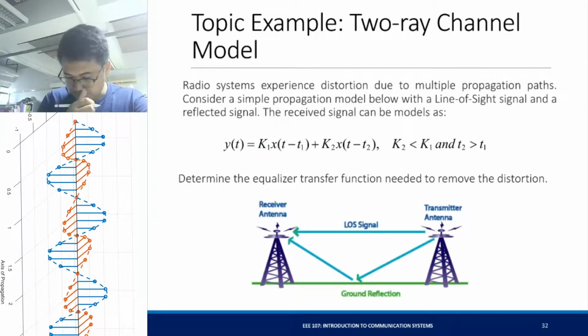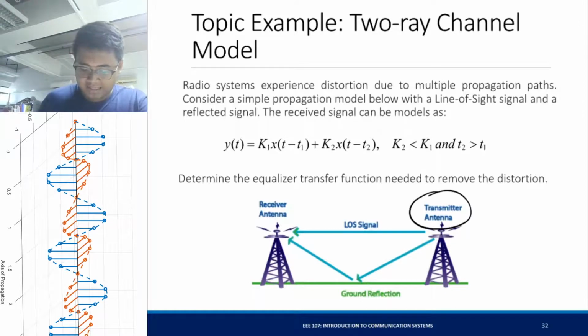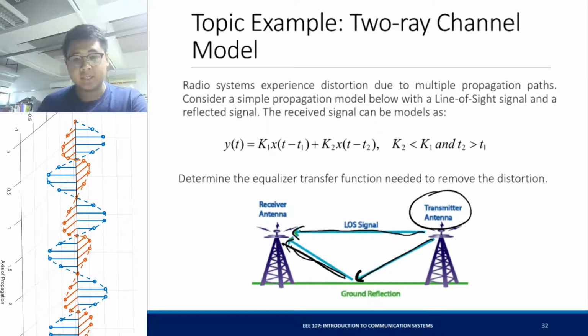Okay. So for example, let's say you have a wireless transmission. You have a transmitter antenna, and it has a signal that has a line of sight, but some parts of the signal will bounce off because of the ground, and another form of the signal arises. So this is a simplified version of a wireless communication system with multiple propagation paths. Well, let's say that it just has one reflection. And this is actually true for long-distance communication systems.